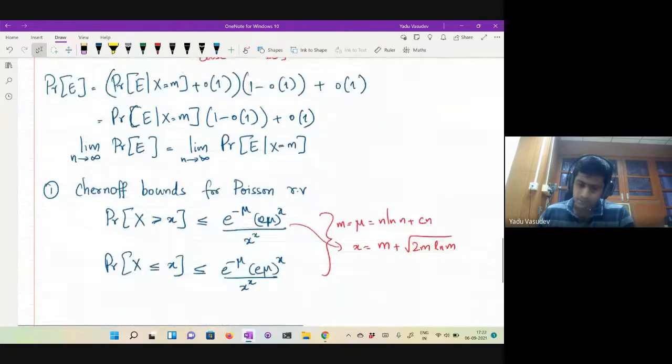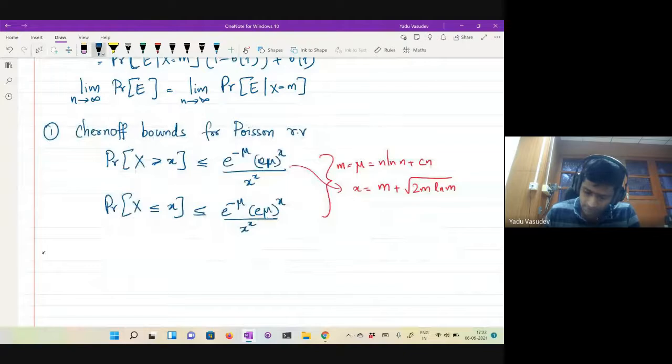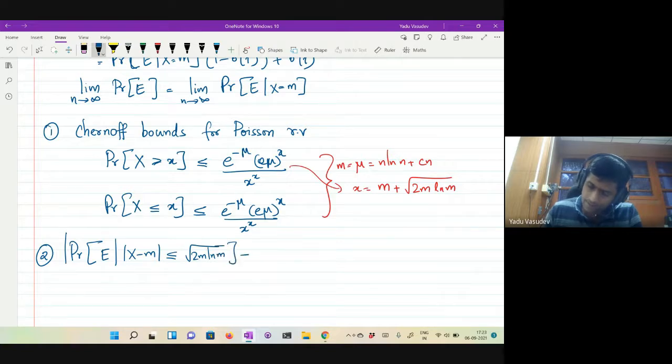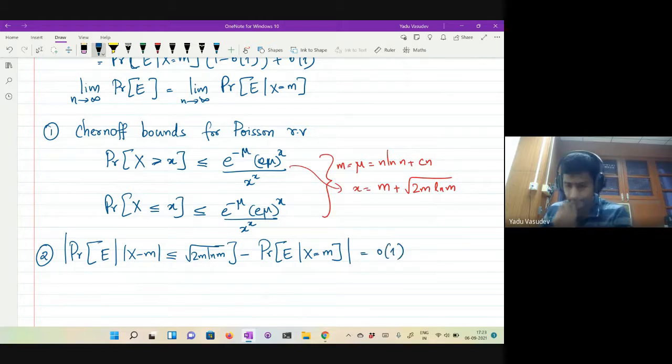For the second part, what is it that we want to prove? We want to say that the probability of event E, given that x is close to its expectation, is almost equivalent to the probability of the event E, given that x is actually equal to its expectation, correct?